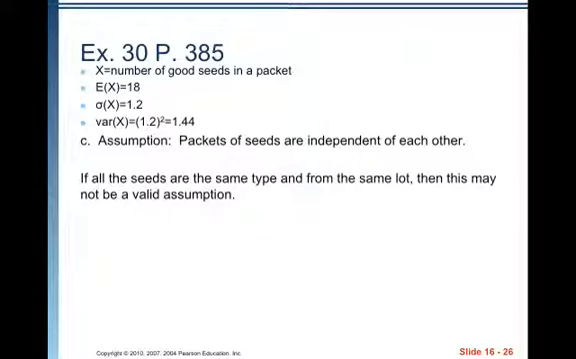Okay, so if they were all the same kind of seeds and produced at the same time and had the same what's called lot number, so that means they came from the same source, done at the same time, then you probably don't have independence.